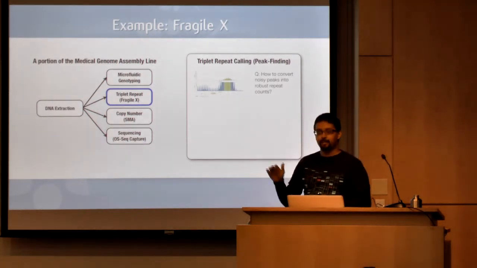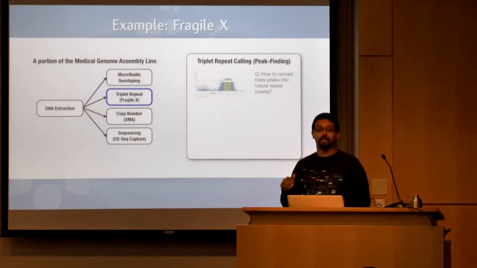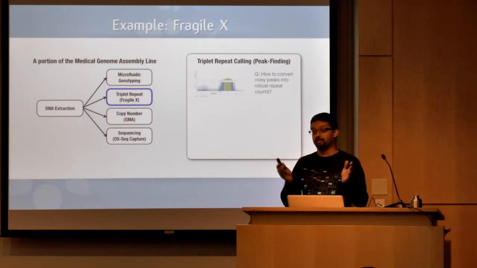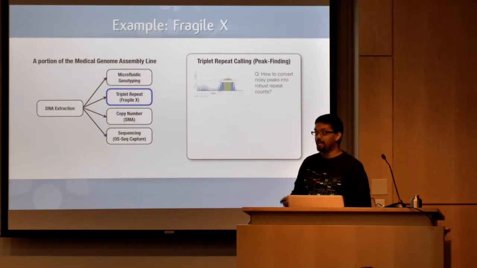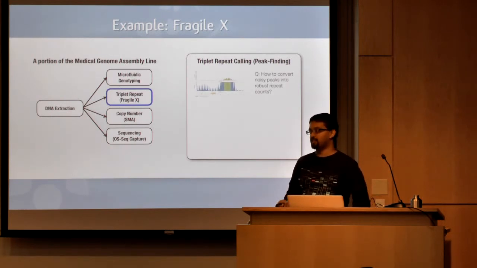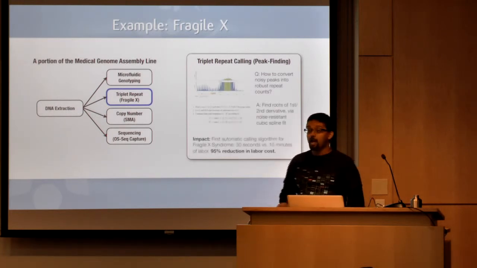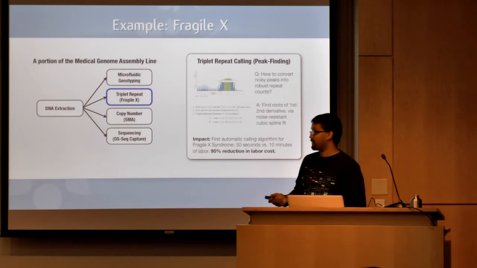The problem is that as the repeat grows longer, your efficiency of replication goes down nearly exponentially. So the alleles that you're most interested in, which may have hundreds or even thousands of repeats, are also the hardest ones to detect. That's a real problem when you're trying to do this testing at scale, because people will inevitably get tired, people will inevitably make mistakes. You'd like to be able to algorithmize this. So that's something that we did. We actually developed the first automated calling algorithm for Fragile X, which was an interesting research project in and of itself.